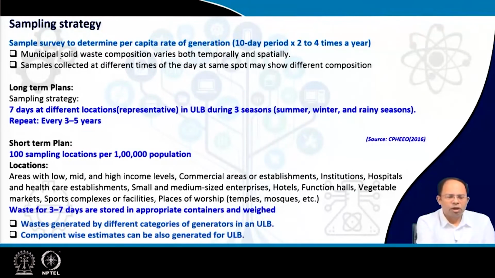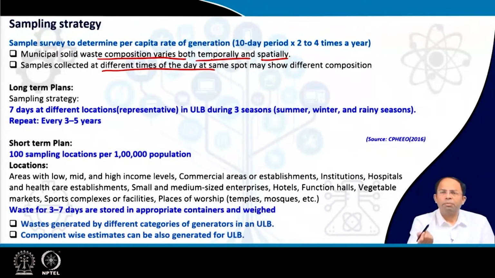So municipal solid waste composition varies both temporally and spatially. That means at different times of the day, different times of the year, at different seasons, the quantity of waste that is generated and the characteristics of this waste are different. Spatially, at different locations of the city it is different. Similarly, samples collected at different times of a day may also differ. Like in an area where there are a lot of restaurants, the kind of waste that is generated in the morning and in the evening will be different.